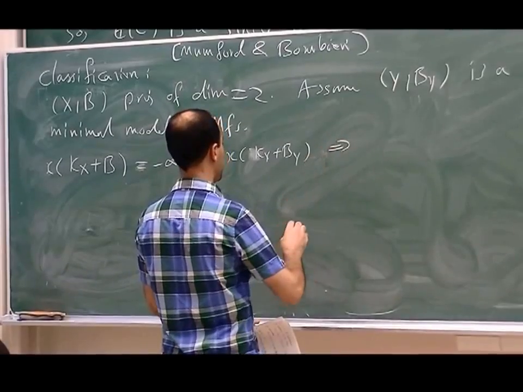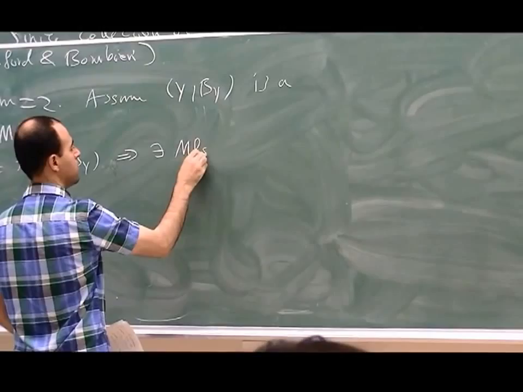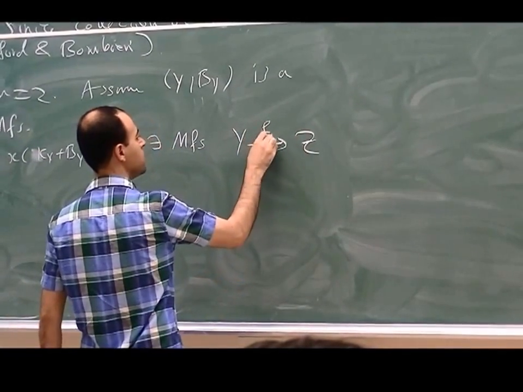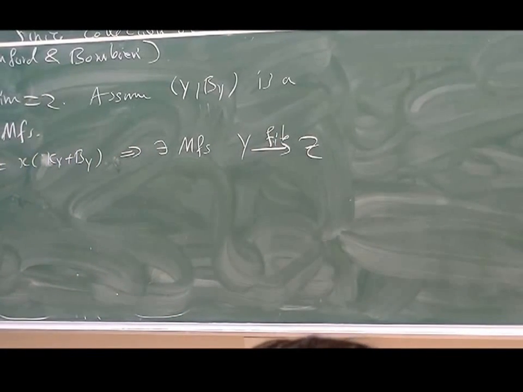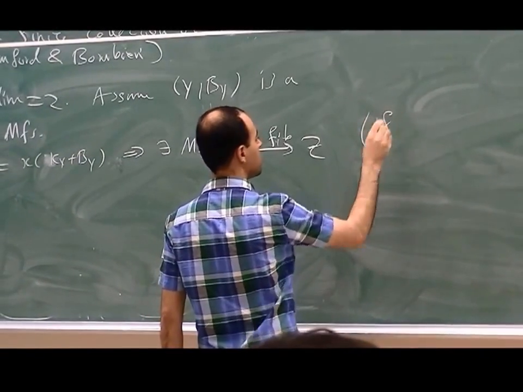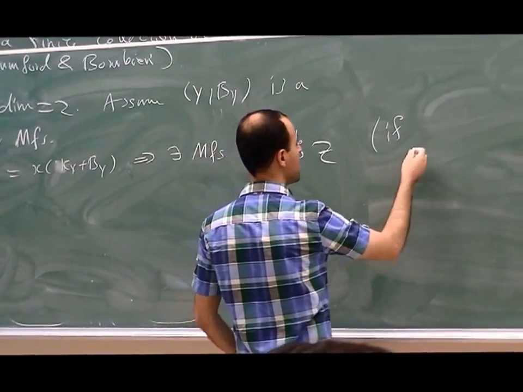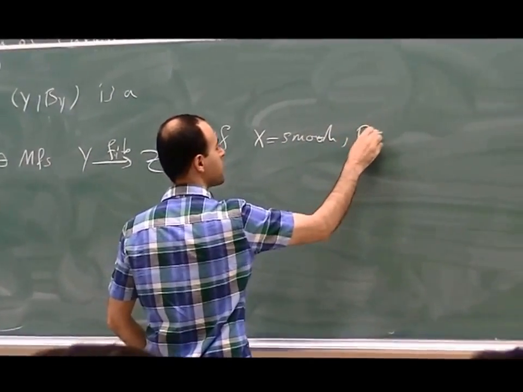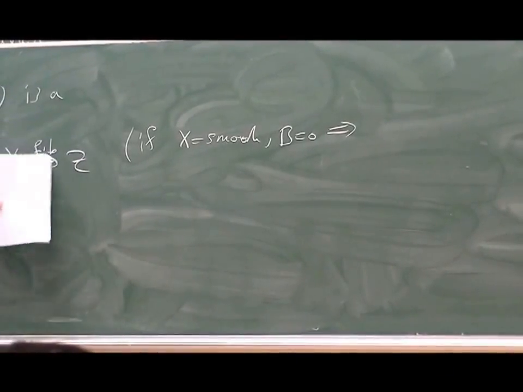So then, this means that there is a Mori fiber structure on Y. You have a map to some Z, this is a fibration, and K_Y plus B_Y is negative on the fibers. So we could say more things here. For instance, if you care about just the classical setting, no singularities and no divisors, X is smooth, B is equal to 0, then in fact there are a few possibilities here.